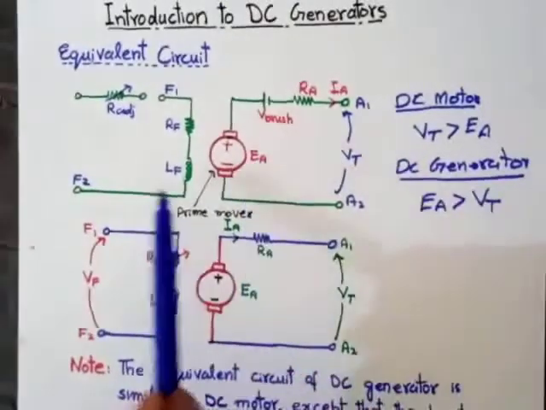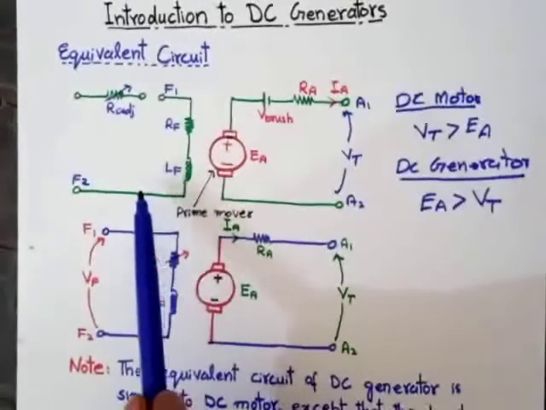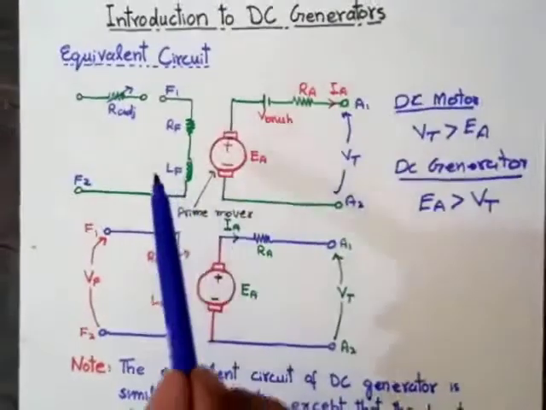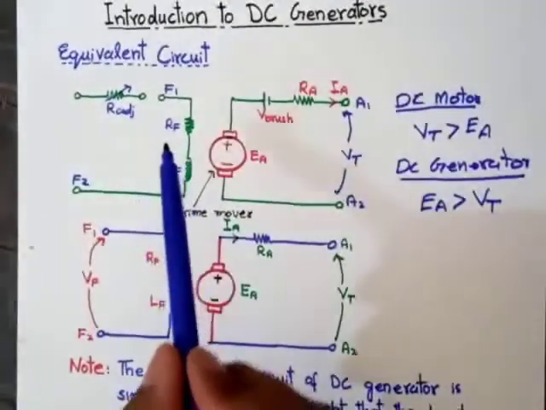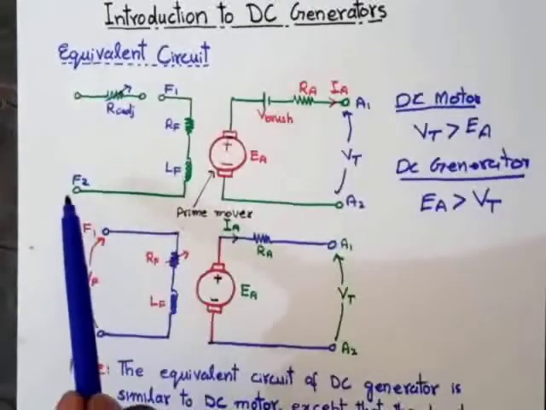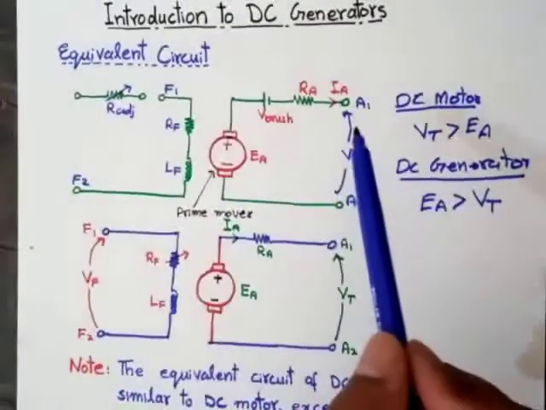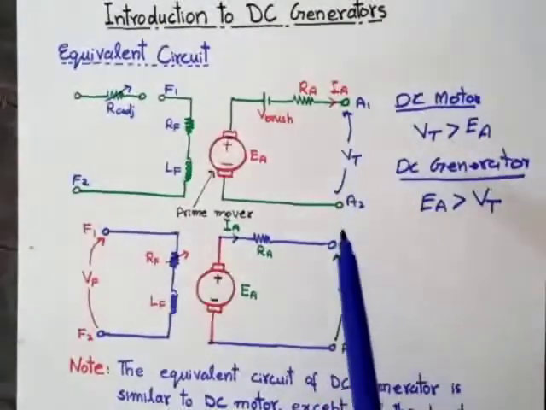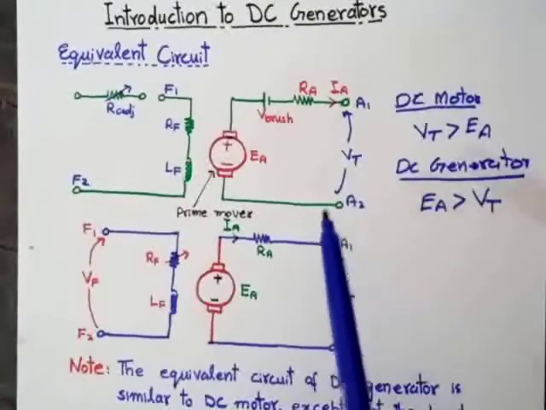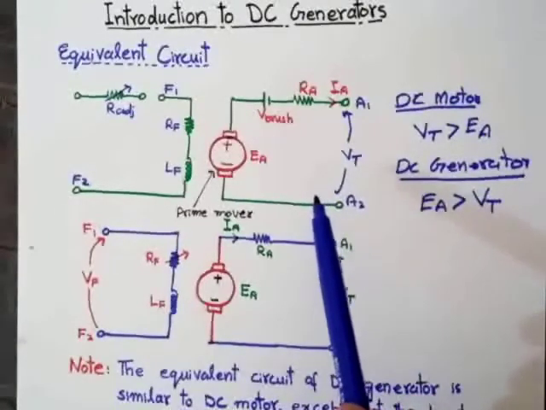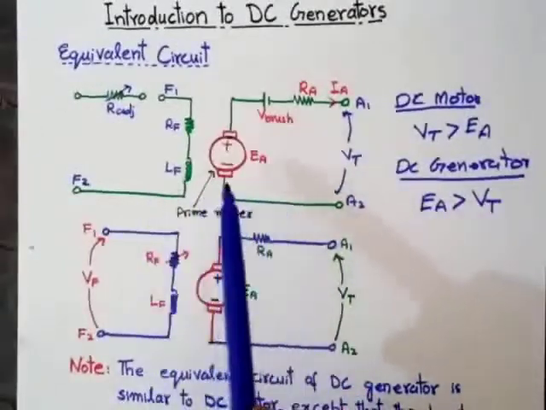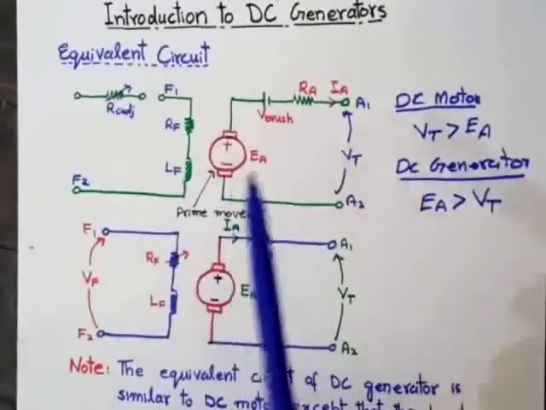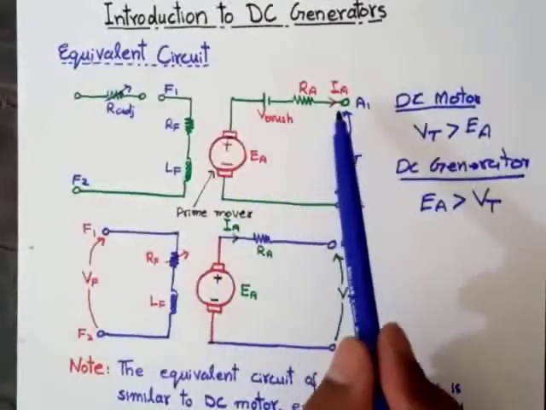As you can see in this circuit, this is the field circuit and this is the armature circuit. We normally mark the field circuit with F1 and F2, and in the armature circuit we normally mark the terminals with A1 and A2, as you have already seen in the lab. This is the equivalent circuit of the DC generator. It is the same as that of the DC motor, just the difference here is the direction of the current.